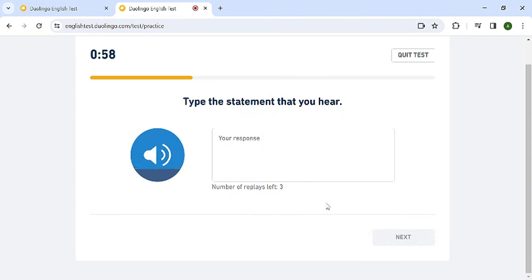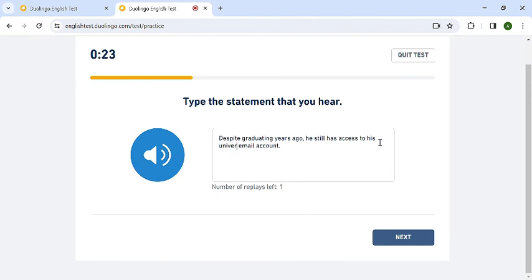Despite graduating years ago, he still has access to his university email account. Should this be capital letter or small letter?